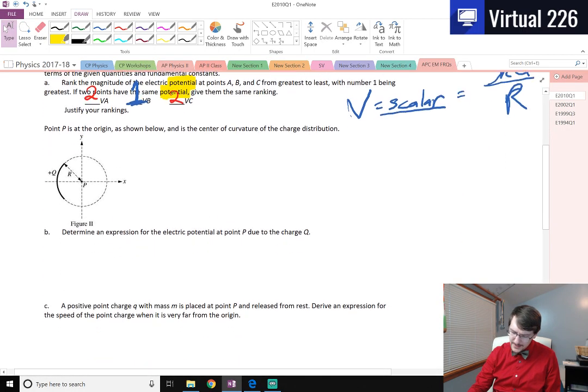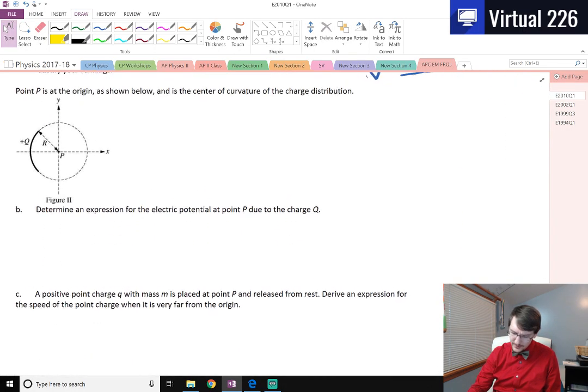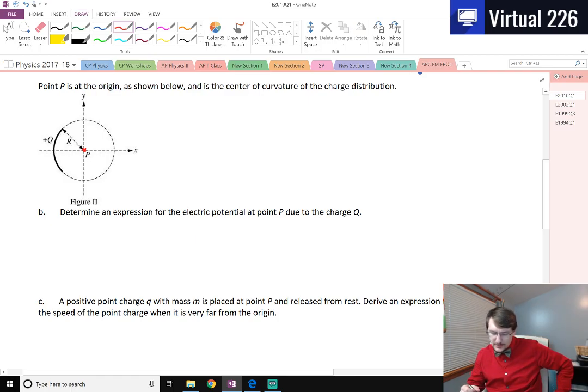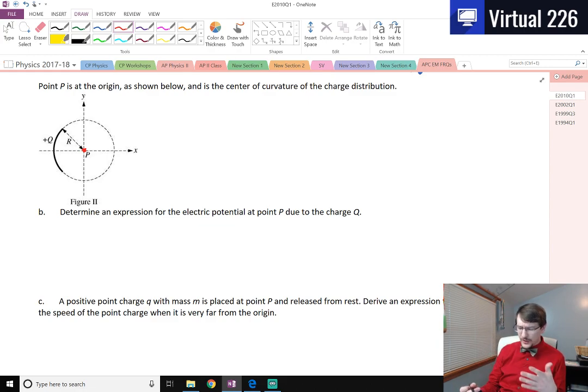If we look at the next part of this, part B, if we have some point P at the origin of this xy plane, then to determine an expression for the electric potential at point P due to the charge Q, we've actually got something pretty straightforward here. There are actually 2 ways to do this. You could solve for the electric field there and then go backwards by taking an integral.